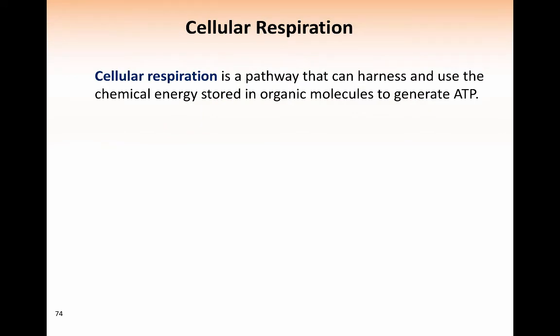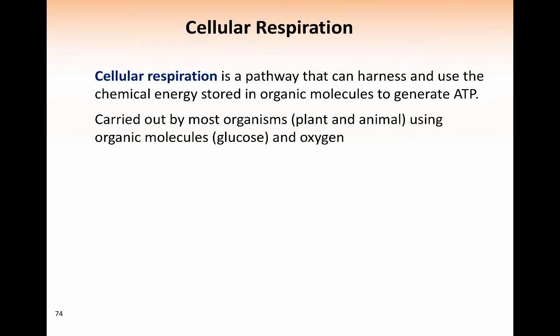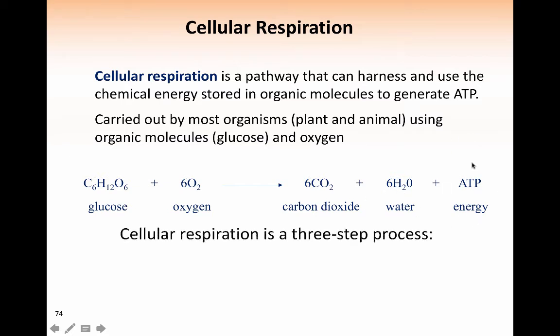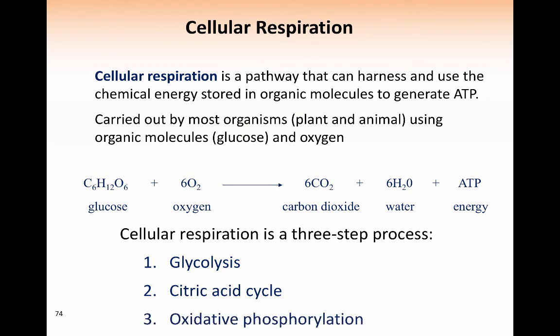It's a pathway that harnesses and uses the chemical energy stored in organic molecules to generate that ATP. And plants and animals both use organic molecules, including glucose, as well as oxygen. And you can see that it's kind of the reverse of photosynthesis. We have glucose and oxygen giving rise to carbon dioxide and water, with the production of ATP. And cellular respiration is a 3-step process. We have glycolysis, citric acid cycle, and oxidative phosphorylation.